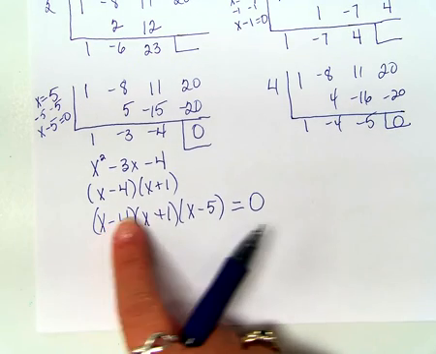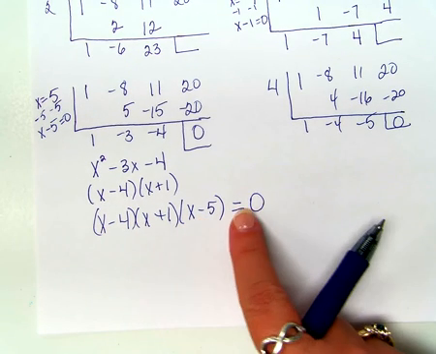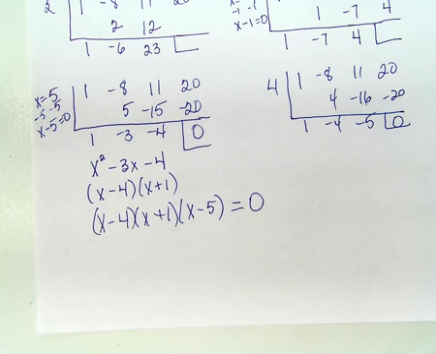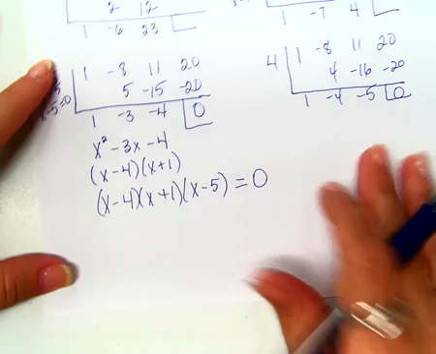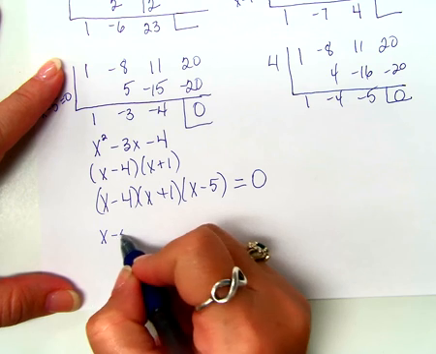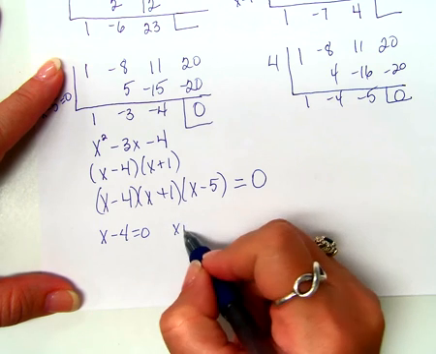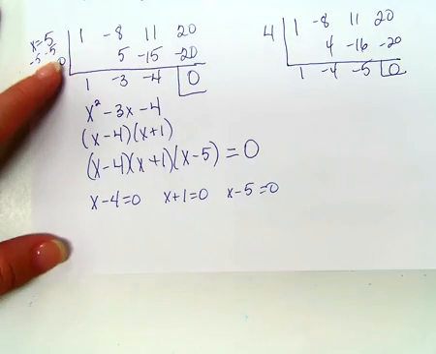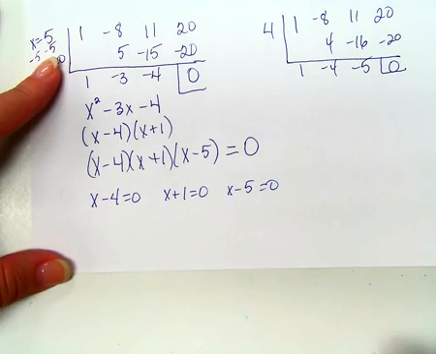So what happens when you're multiplying 3 things together and you get 0? At least one of them has to be 0. Which one is it? I don't know either. So we assume they all are. Okay? We decide they all are. So I'm going to set this one equal to 0, this one equal to 0, and this one equal to 0. And I'm going to solve every single one of them.